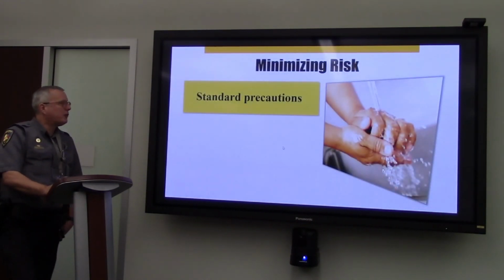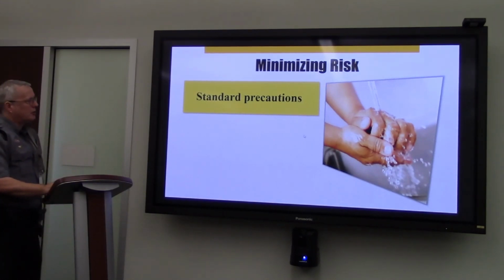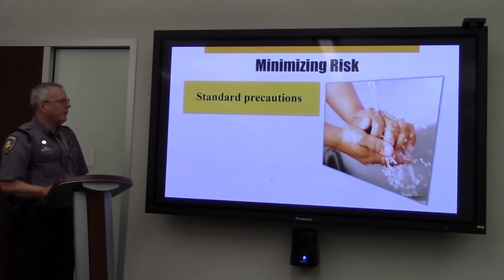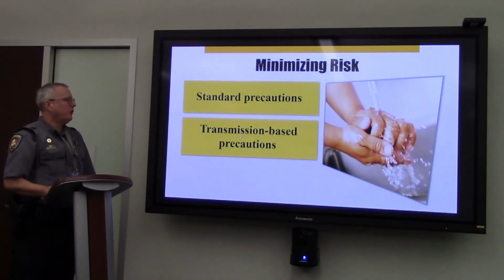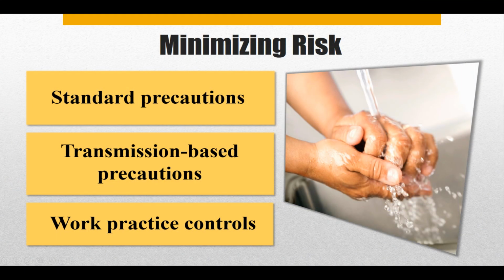So how do we minimize the risk? Well, the first thing is standard precautions. If it's wet and it's not yours, don't touch it. Wear gloves with everyone. Transmission-based precautions are what you would use for a particular high-risk environment. And then you have your work practice controls.